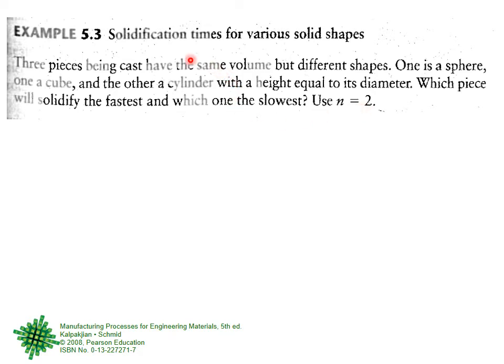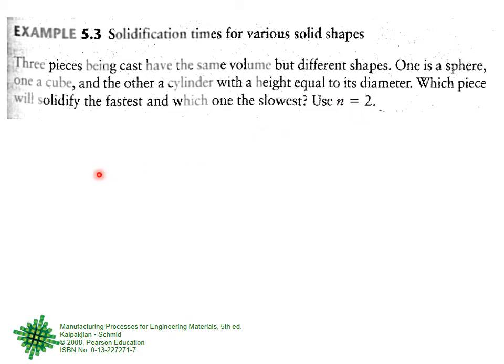So one thing is that all three are the same metal, right? Otherwise you can't do this. All three are the same metal and they have the same volume, but their cross-sectional areas will be different because one is a sphere, one is a cube, and one is a cylinder. For the cylinder, the height or length of the cylinder and the diameter are equal. And in Chvorinov's rule, use n is equal to 2.